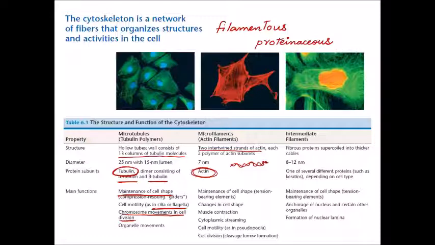What is the role of microfilaments in cells? First one, maintenance of cell shape. So that is common to all the cytoskeletal elements, maintenance of cell shape. Changes in cell shape. You might have seen some of the cells of our body, like WBCs, they can change their shape. So that is because of microfilaments.